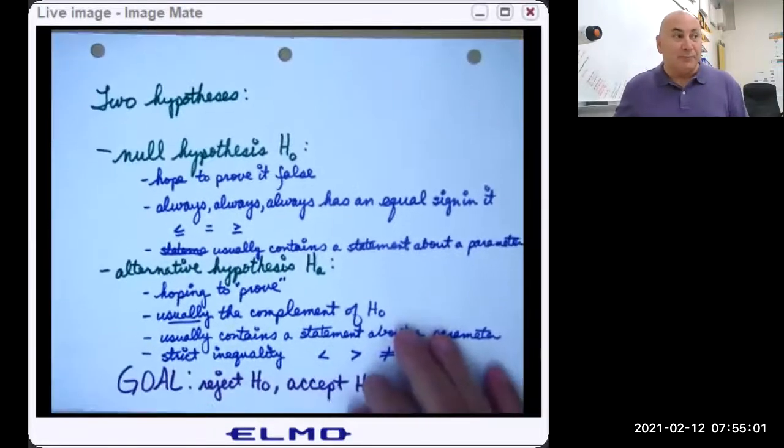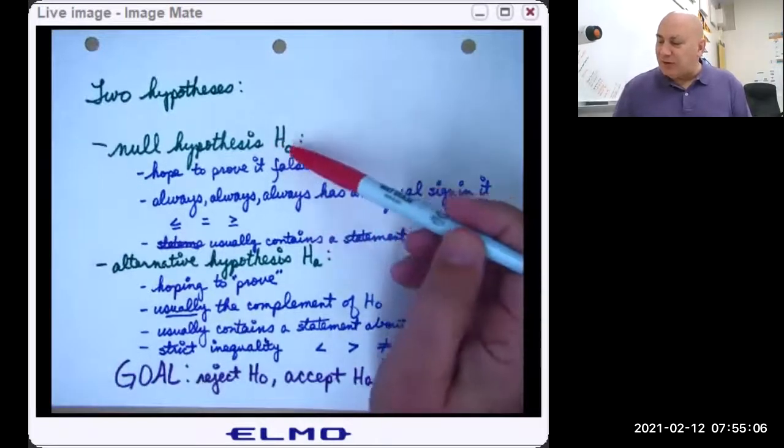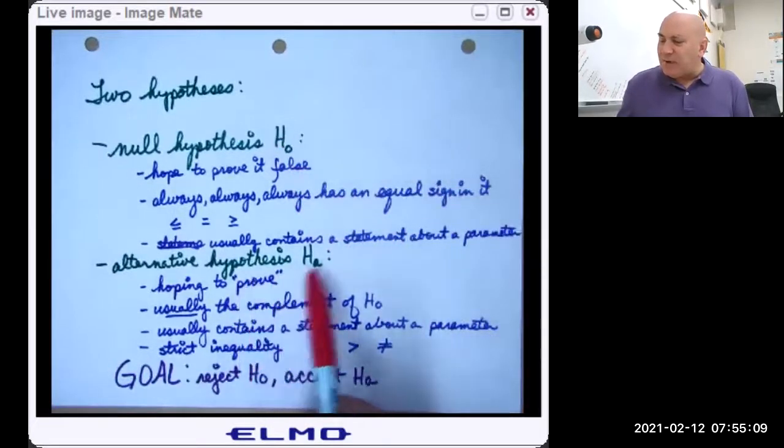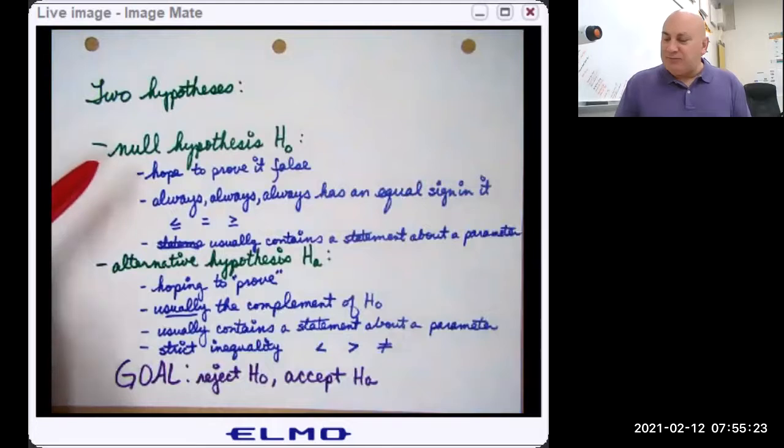And to start with, we need to create two hypotheses. This is very important. You've got to understand these and the difference between them. The first is the null hypothesis, written H sub zero. The other is the alternative hypothesis, sometimes written H sub A, and sometimes written H sub one. You'll see both in statistics textbooks. They mean the same thing. So the null hypothesis is what you are hoping to prove false.